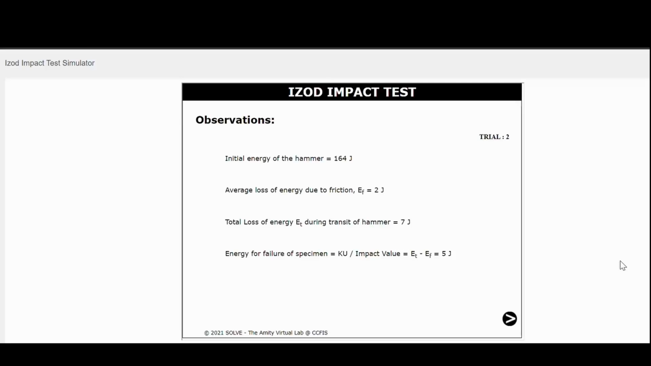Observation trial 2: initial energy of the hammer is 164 joule. Average loss of energy due to friction is 2 joule. Total loss of energy during transit of hammer is 7 joule. And lastly energy for failure of specimen is 5 joule.